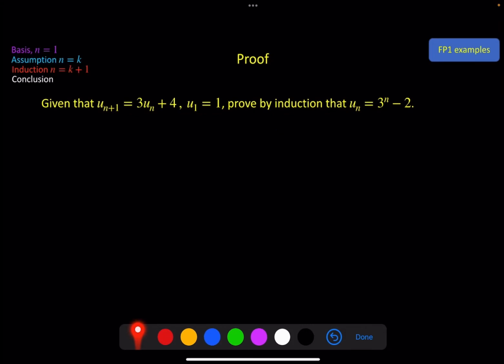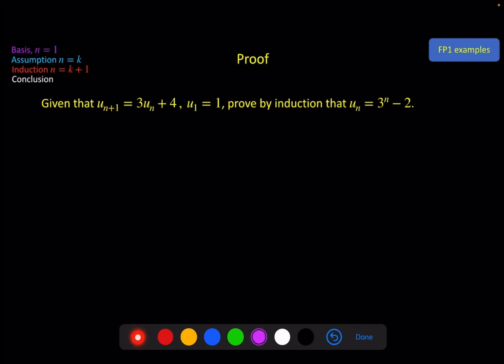So as we go in, we'll be aware of that, because we're going to go right into the basis step for this example. Given that u_(n+1) is equal to 3u_n + 4, where u_1 is equal to 1, we're trying to prove that the general statement, the nth term u_n, is equal to 3^n - 2. So the statement here is that this can be written as this.